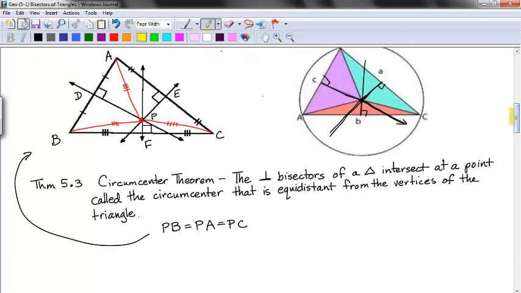Then they talk in theorem 5.3, the circumcenter theorem. It says the perpendicular bisectors of a triangle intersect at a point called the circumcenter, and that's equidistant from the vertices. And I guess that's what we just wrote up there. Okay. Everybody okay with that one?